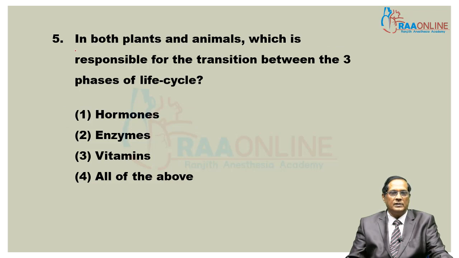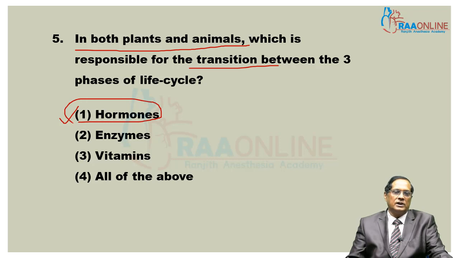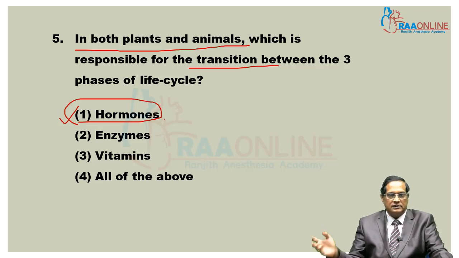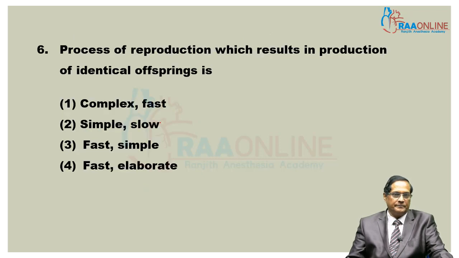Question number 5. In both plants and animals, which is responsible for the transition between the 3 phases? Only hormonal changes are responsible for switching over from one stage to another, that is from childhood to adult, adult to old age. In all these cases, there is a change in hormones, not enzymes, not vitamins.